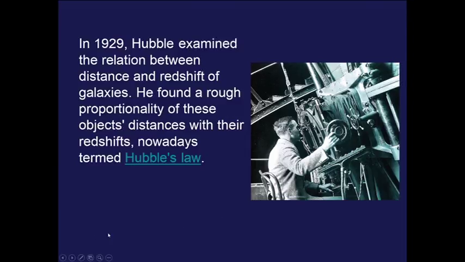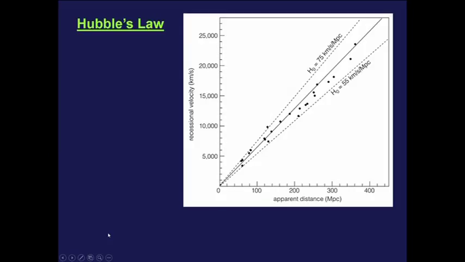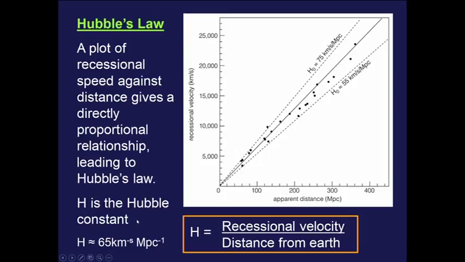And what he realized was that the further away an object is, a distant galaxy is, the faster it seems to be moving away. Okay, so you can see on this graph here, on the x-axis we have the apparent distance, or the distance in megaparsecs. This is how far away these galaxies are in megaparsecs. And then from looking at the redshift of these different galaxies, and then using Doppler to work out the actual speed at which they are moving away from us, that's the recessional velocity, Hubble was able to work out the Hubble constant, the Hubble law.